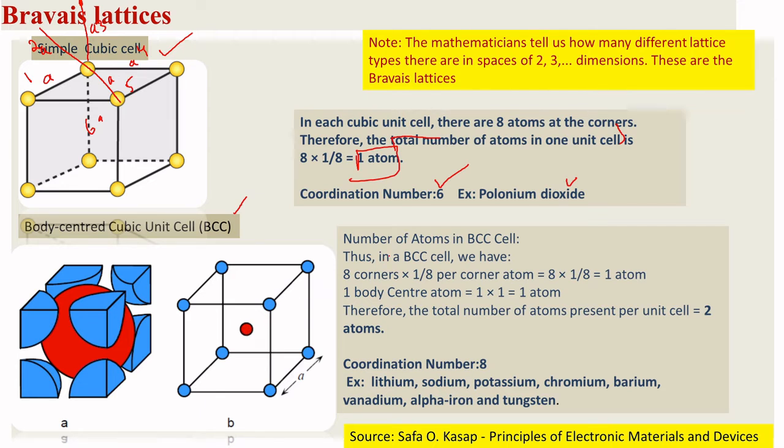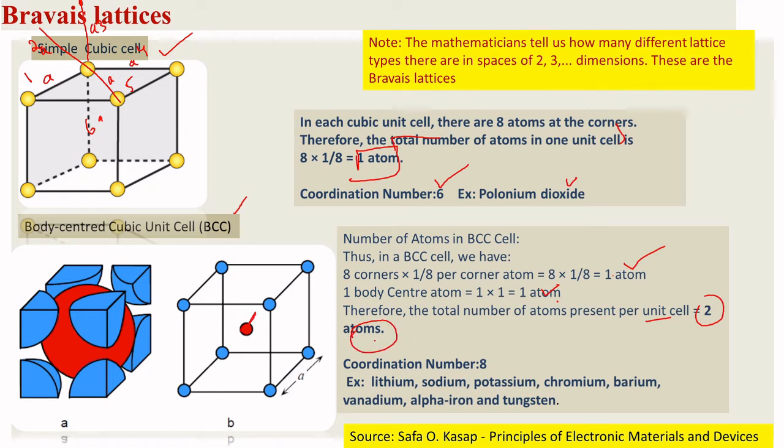First we will see how many atoms are in the BCC cell. You have 8 corners, each contributing to 8 other cells. That is 1 by 8 per corner atom. So 8 into 1 by 8, you have 1 atom. The one body center atom contributes only 1, right? There is no other way. So 1 into 1, 1 atom. So the total number of atoms per unit cell is 1 plus 1, 2 atoms.